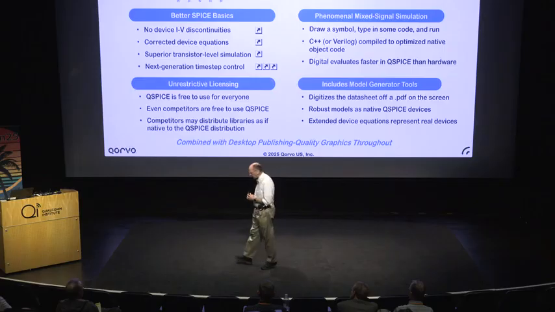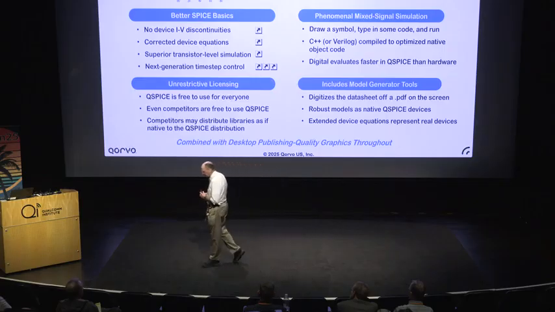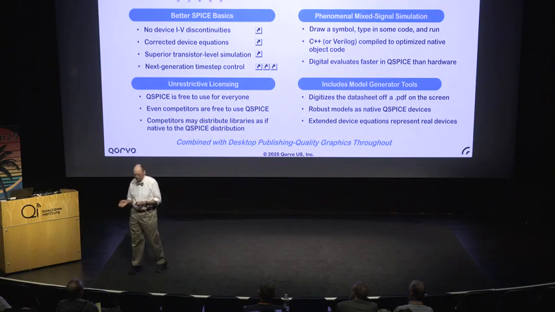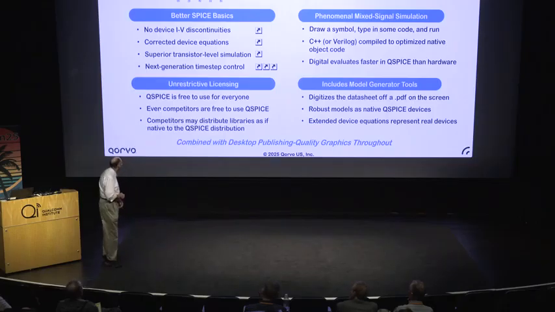QSPICE solves the reverse problem that Qorvo had. No one's heard of Qorvo, but every electronic engineer owns an IC by Qorvo because they do the RF for your cell phones. So you all have Qorvo ICs in your pocket right now, but no one has heard of it. So Qorvo bought QSPICE to fix that problem. And in fixing that problem, it's unrestricted. Everyone can use QSPICE.